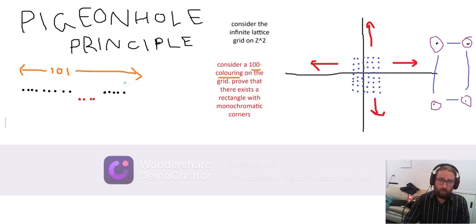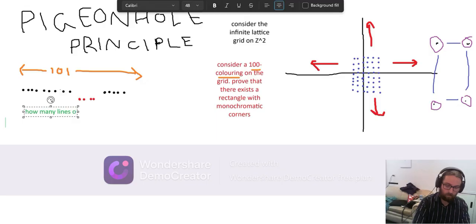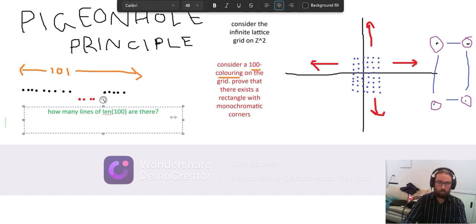So think about this line of length 100. Now, how many lines are there of length 100? How many lines can there be like this? How many lines of length 100 are there? We're getting a bit into combinatorics here, but the question shouldn't be too hard.